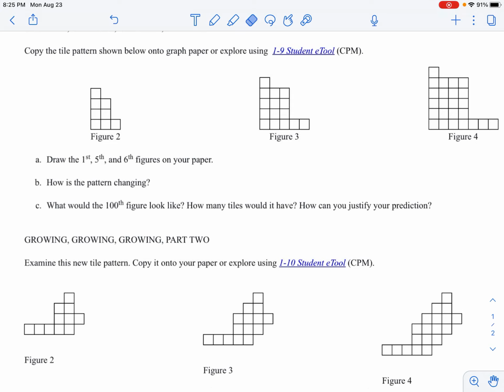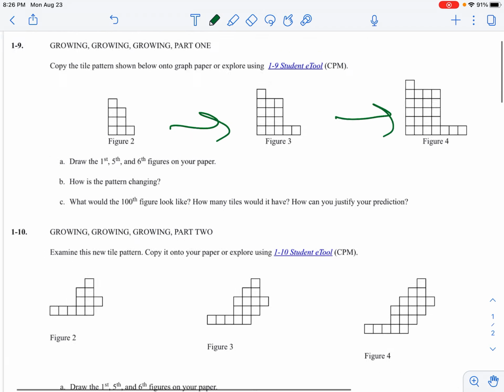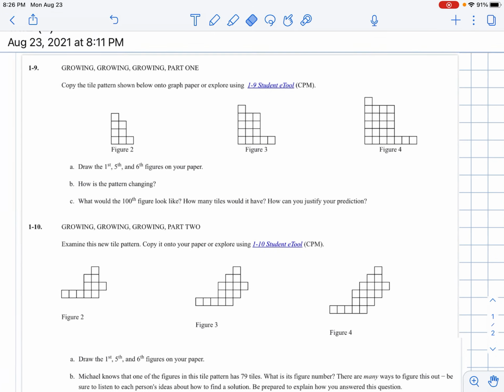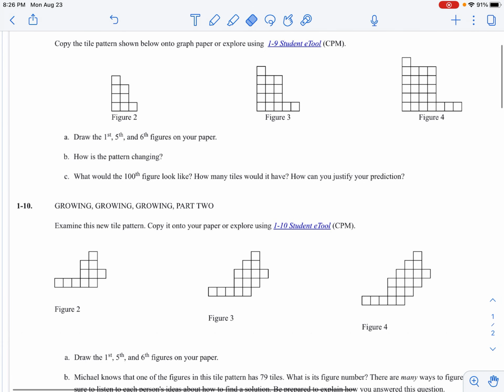So the first thing to answer is draw the first, fifth, and sixth figures on your paper. Can you figure out how it's growing from figure 2 to figure 3 to figure 4? And can you tell by how it's growing what would figure 5 look like? Okay, and what would figure 6 look like? And then going backwards, what comes before figure 2? What would that look like? So I want you to see if you can figure that out, no pun intended.